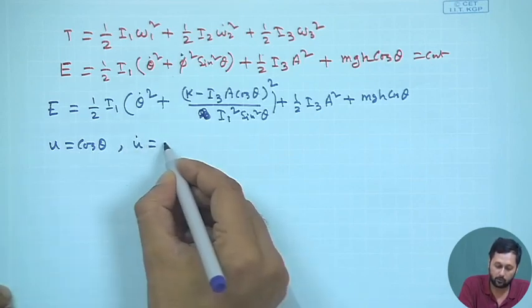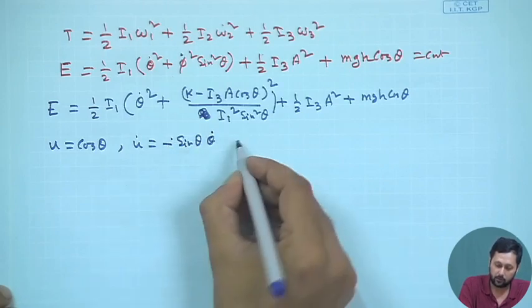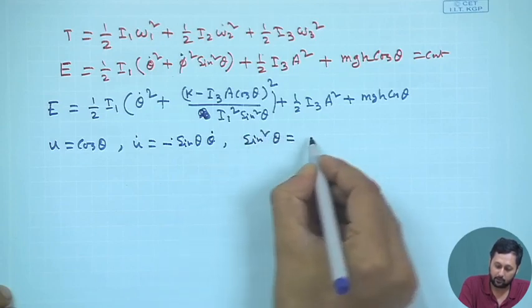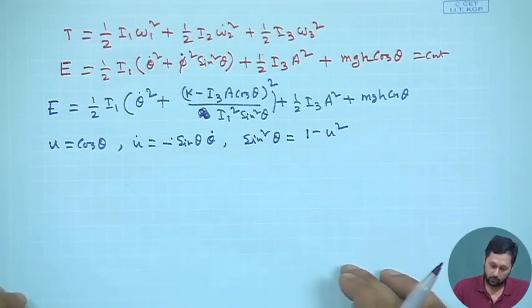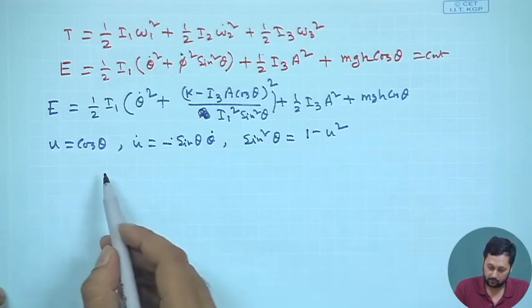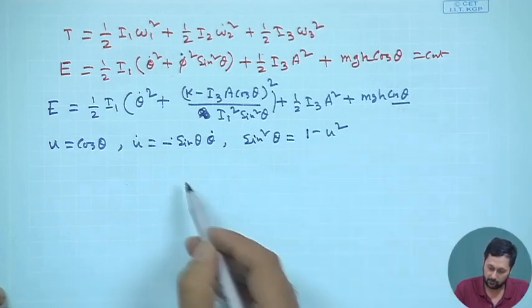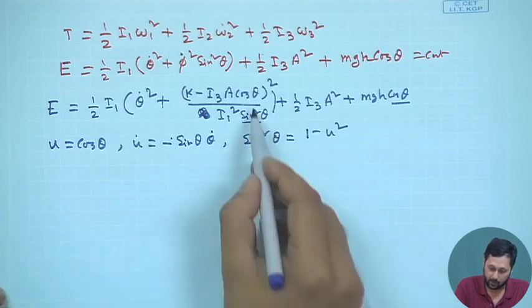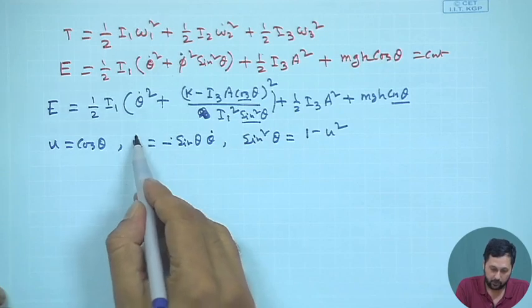So, u dot is equal to minus sin theta theta dot, and sin square theta we can write as 1 minus u square, right. So, whenever we get a cos theta we can call it u, for example here. Whenever we get a sin square theta, like here, we can call it 1 minus u square, and we have a u here as well, right. And of course, you have u dot.